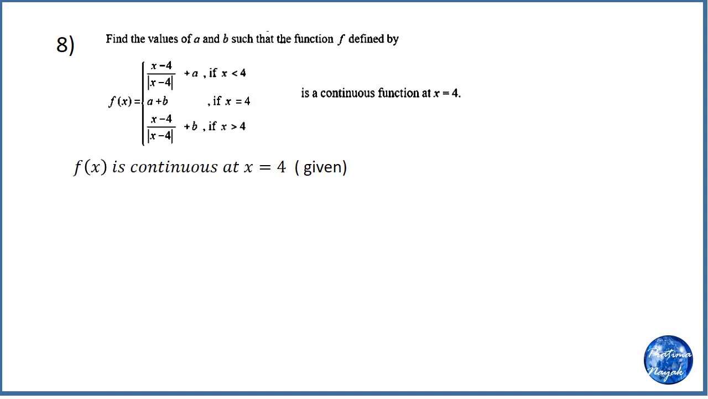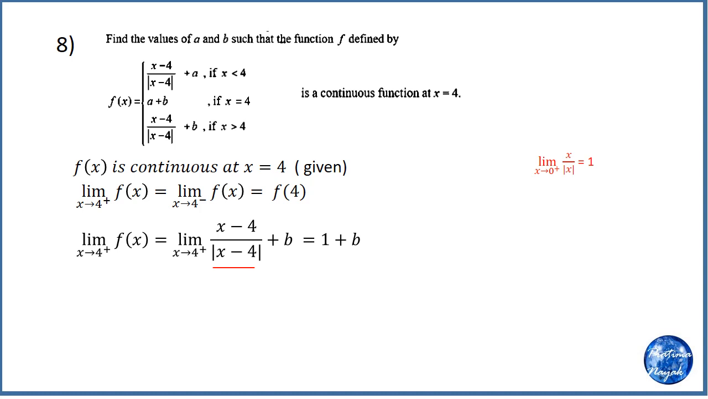So f of x is continuous at x is equal to 4. So limit x tends to 4 plus f of x is equal to limit x tends to 4 minus f of x is equal to f of 4. Now for right hand limit, we write limit x tends to 4 plus of x minus 4 upon modulus x minus 4 plus b. And if you recall, this value will be 1. For right hand limit, you take the value, it will be 1. So it will be 1 plus b.